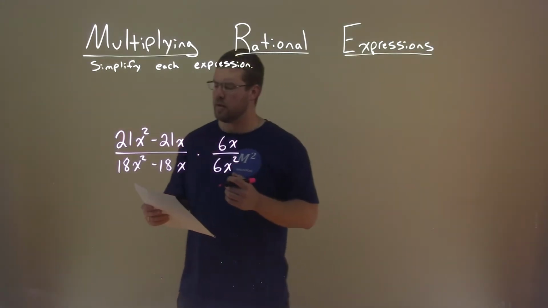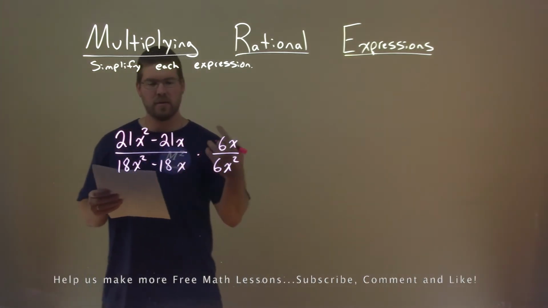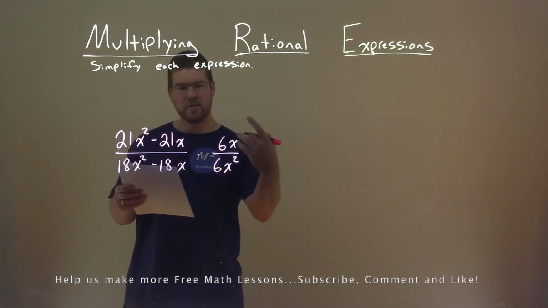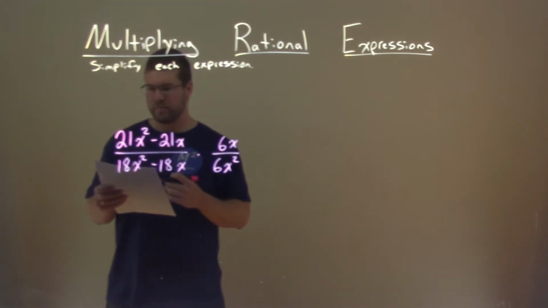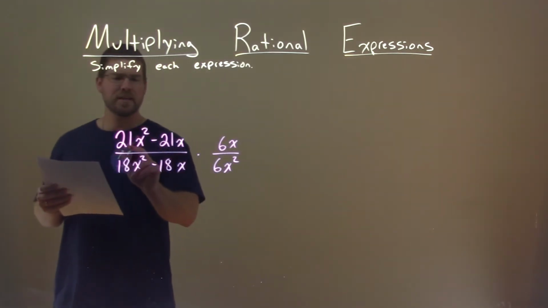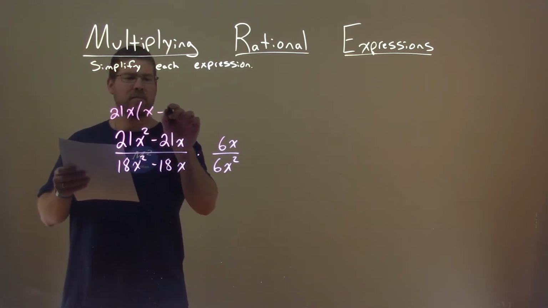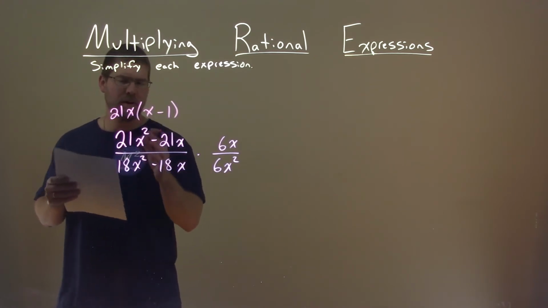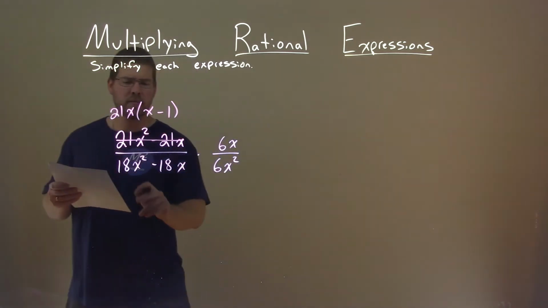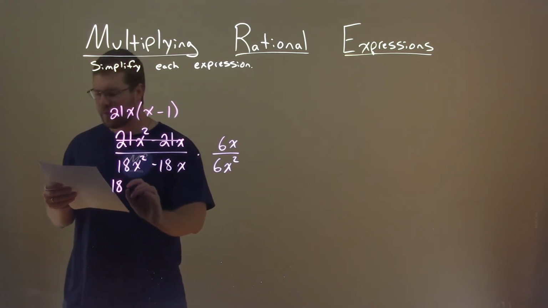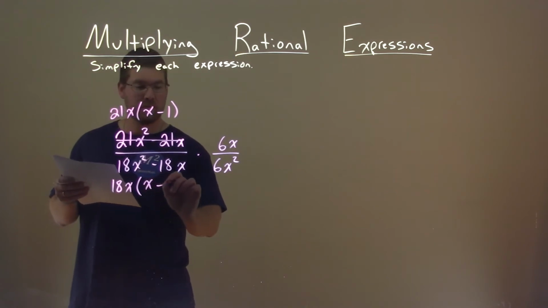We're given this problem right here: 21x squared minus 21x divided by 18x squared minus 18x times 6x divided by 6x squared. And we need to simplify this expression. Well, in the numerator here, I can see I can pull out a 21 and an x, and I'm left with just x minus 1. So since I simplified or factored that part, I'm going to cross that part out. I'm going to do the same thing with the denominator. 18 goes into both parts here, as well as an x. We're left with just an x minus 1.